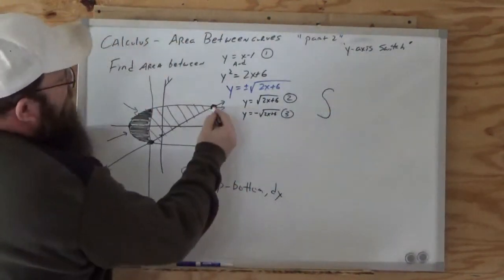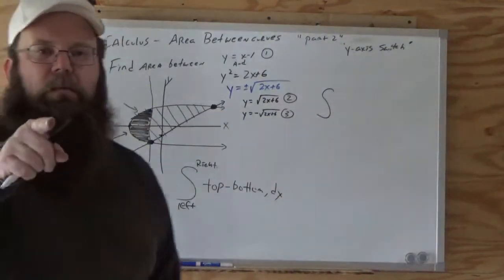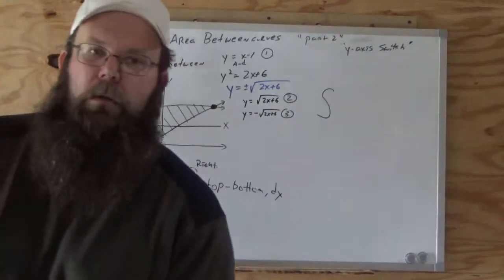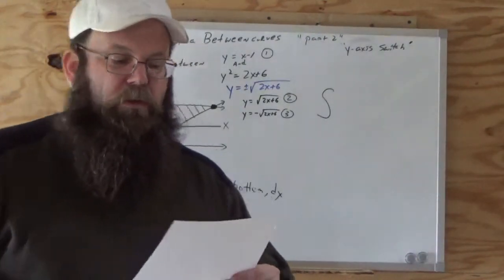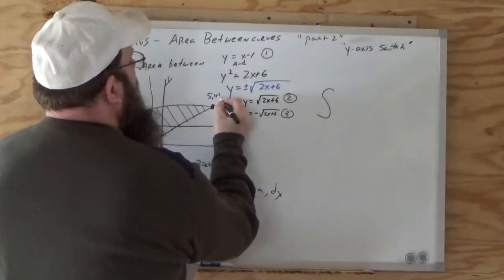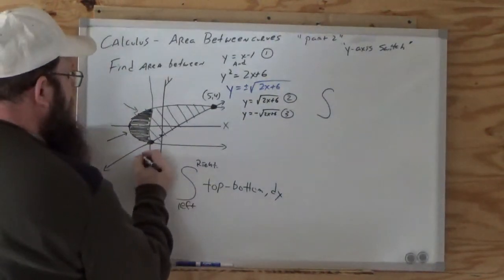I need this point. I need this point. Find them on your Inspire. Use the YouTube video that I uplinked. Okay? I will tell you what those points are. This point is (5, 4). This coordinate is (-1, -2).